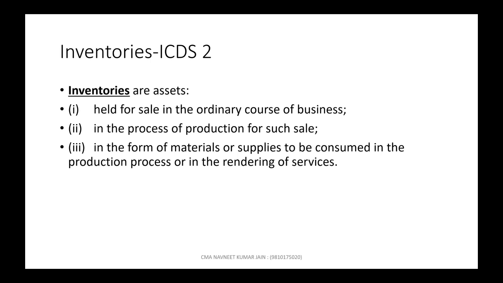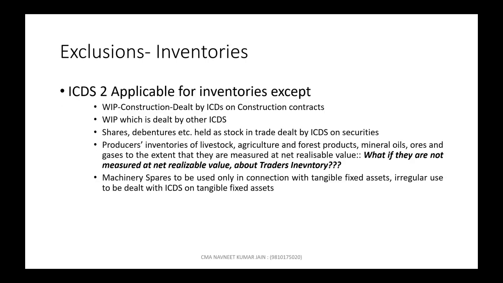And as a professional, if I am given the task, am I aware of the different parameters in ICDS 2, and what type of inventories there will be? Inventories are assets held in the form of materials or supplies to be consumed in the production process or in the rendering of services. For both, whatever materials or supplies the organization holds for the purpose of consumption, for the production process, or for rendering of services.